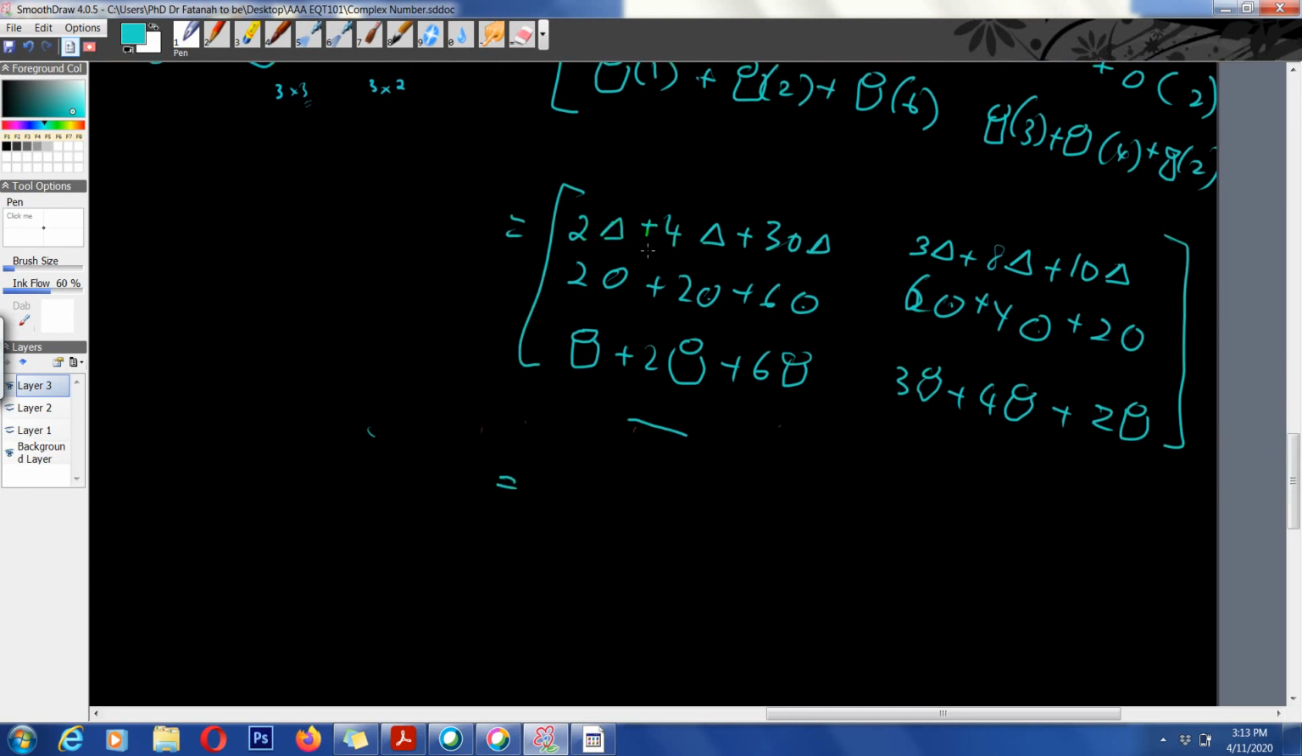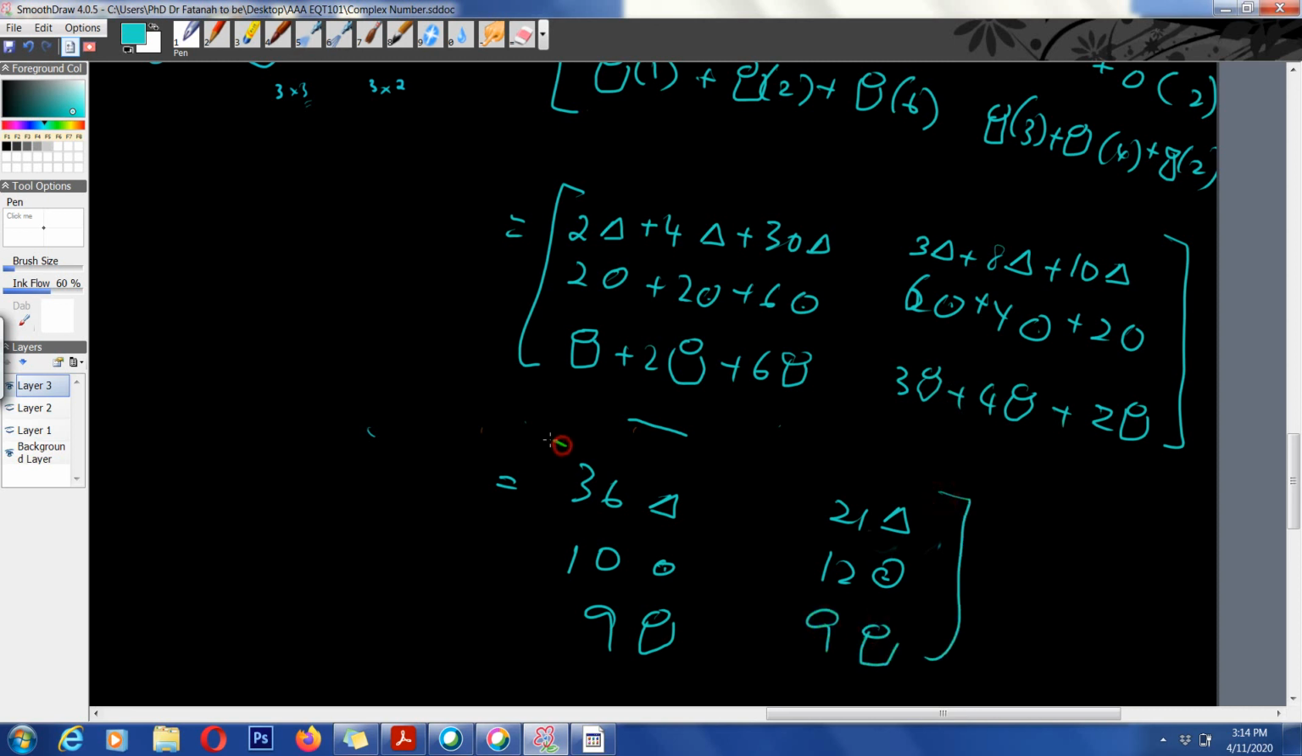So now how many cakes do we have? 36 cake, plus another row here, 21 cake. Then here we have 10 donut, 12 donut, and then here 9t, 9. This is the answer. We have a 3 by 2 matrix. This is our final answer.